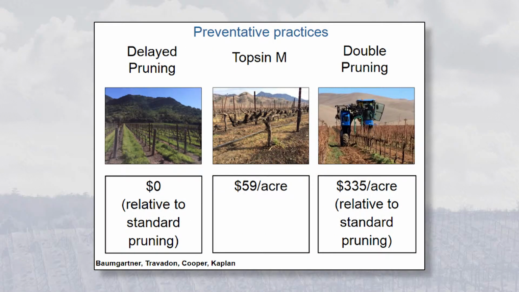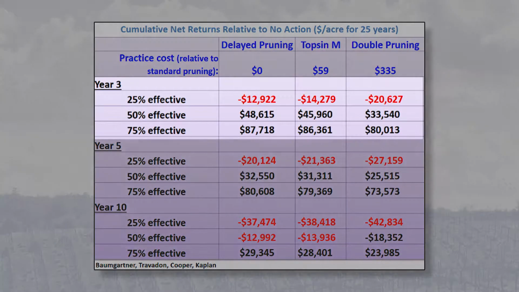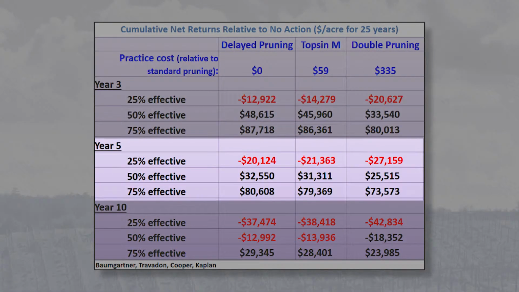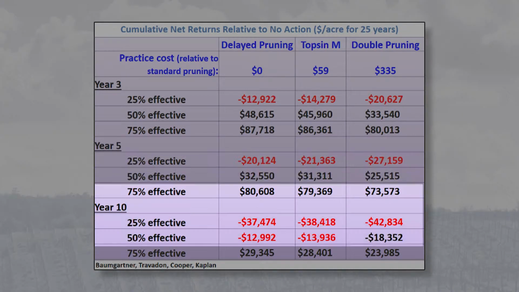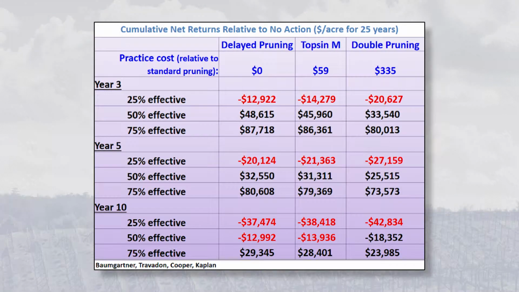This table shows the cost of each practice relative to standard pruning, and this table shows the cumulative net returns per acre when using the 3 different preventative practices if they are started in year 3, or started in year 5, or started in year 10 of the vineyard's life. The efficacy of the practices varies according to different research literature.